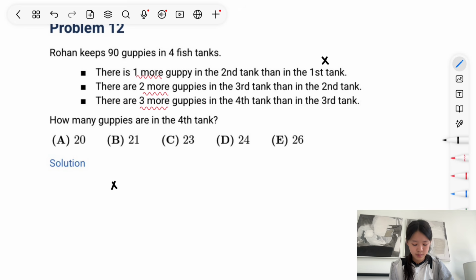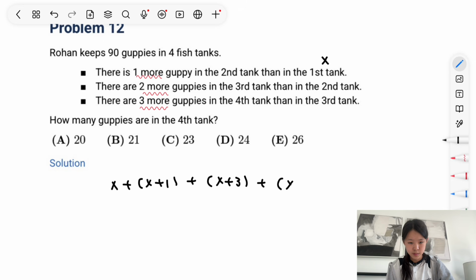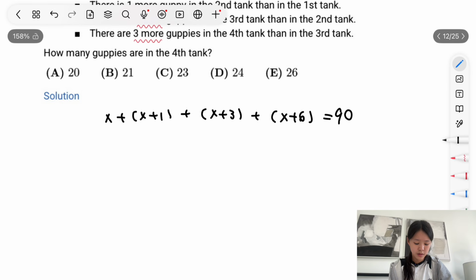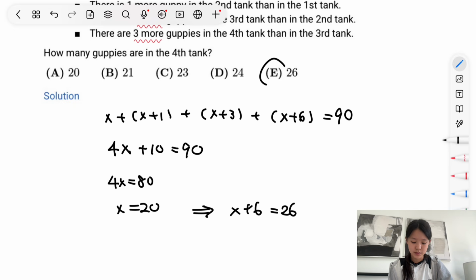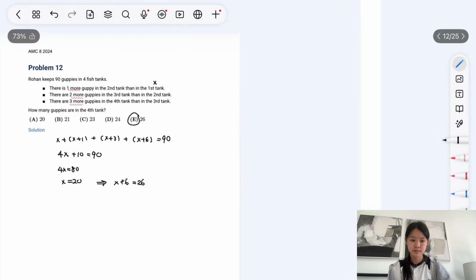So we get x plus x plus 1 plus x plus 3 plus x plus 6 equals 90. And when we collect all the terms, we get 4x plus 10 equals 90. So 4x equals 80, x equals 20, and x plus 6 equals 26. So the final answer is E, which is 26.